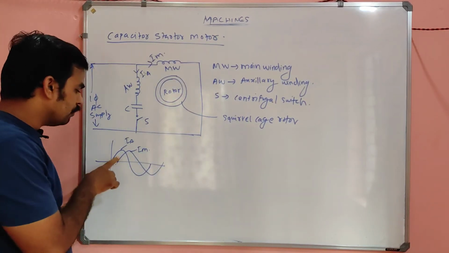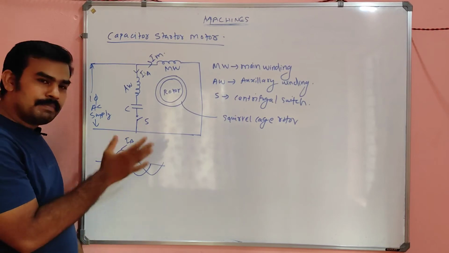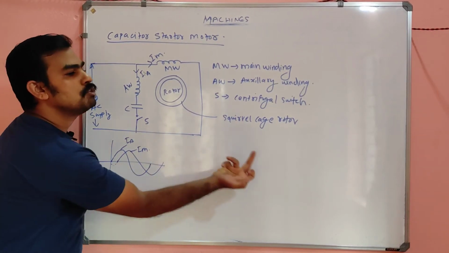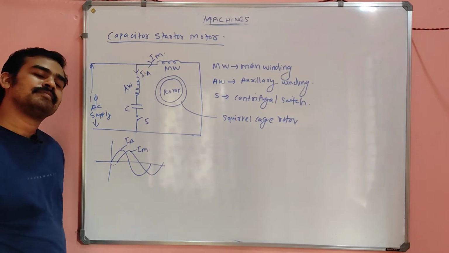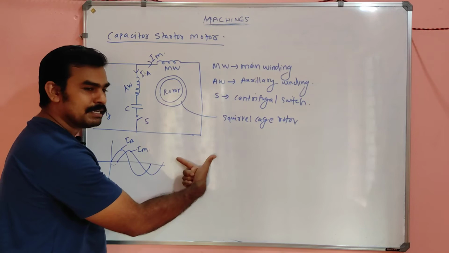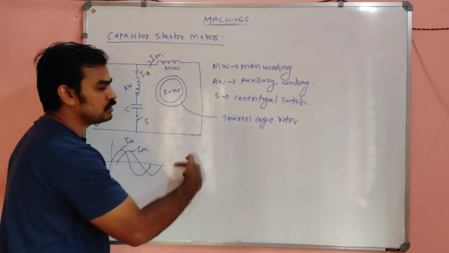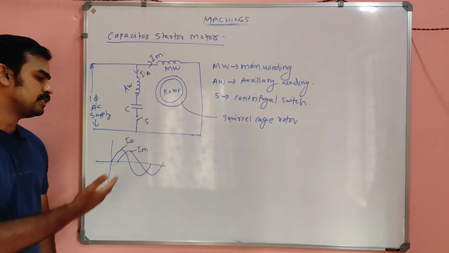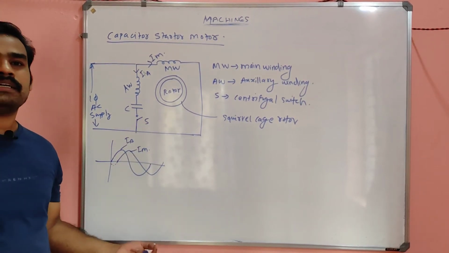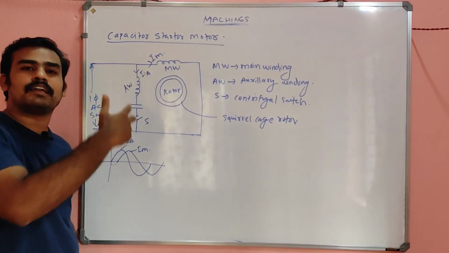Because now you have two waves. Suppose you have two waves, then there will be some resultant wave. When the two waves propagate, the resultant also propagates. The resultant also rotates. That's all. So the resultant will rotate like a rotating magnetic field, and the rotor will simply start like a three-phase induction motor. It will start rotation.